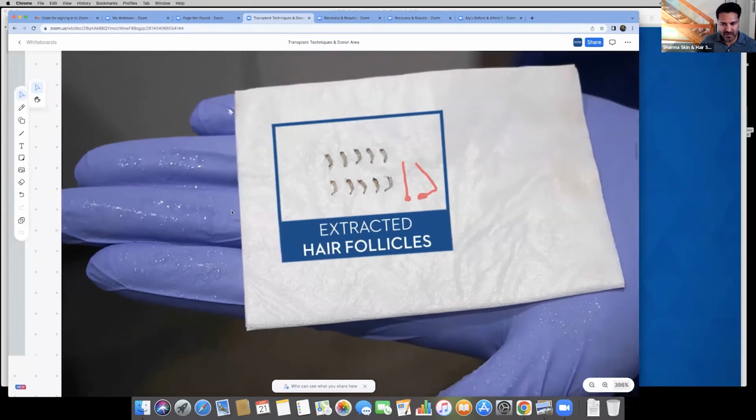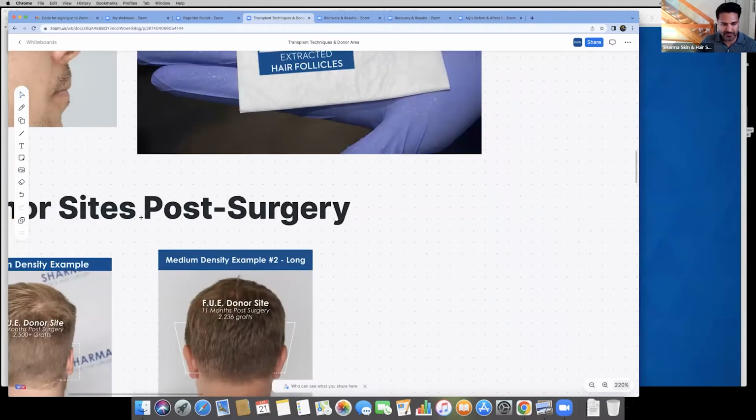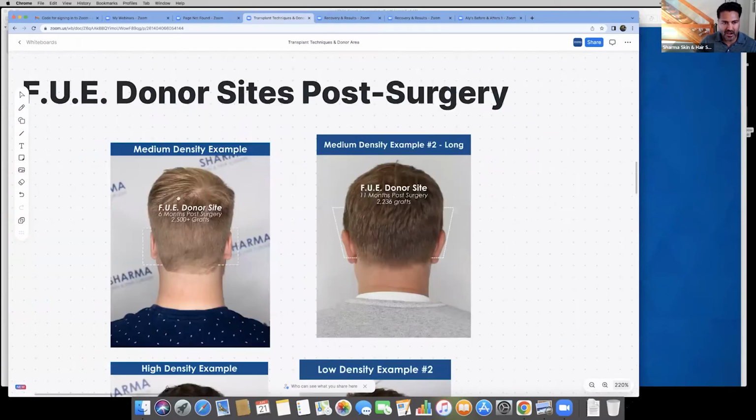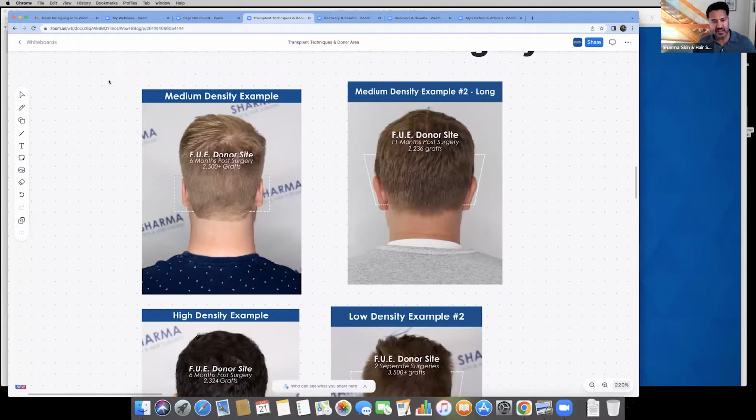So let's just zoom out. And now let's talk about the FUE donor sites. Everybody is different and everybody's born with a different density of hair in the back. And that depends upon ethnicity, previous medical conditions, etc. This is simply a very straightforward slide to exemplify what some of these patients look like post-surgery, and it also gives you an indication of what their pre-existing density was.